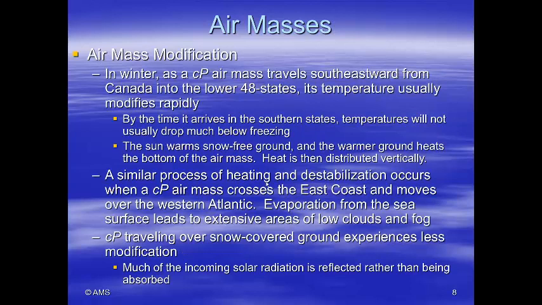So here's some examples. In the winter, as the continental polar air mass travels southward from Canada into the lower 48s, the temperature usually modifies rapidly. By the time it ends up in the southern states, the temperatures will not usually drop much below freezing because the air mass has warmed as it moved over the continent. The sun warms the snow-free ground, and the warmer ground heats the bottom of the air mass, and the heat is then distributed vertically.